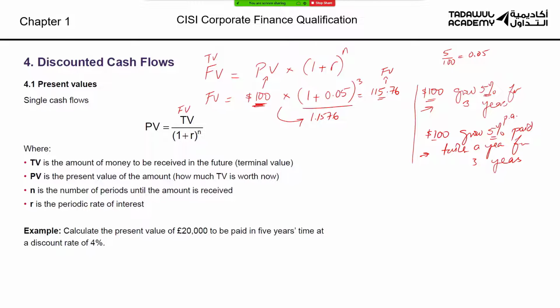Paid twice a year means technically you're going to be getting 2.5% twice a year. So what you will be getting here is 2.5%, 2.5%, that's for the first year, because it's 5% per annum paid twice a year. This is for year one. Again, this is for year two, 2.5, 2.5. And remember, this is a 3-year investment, 2.5 and 2.5.